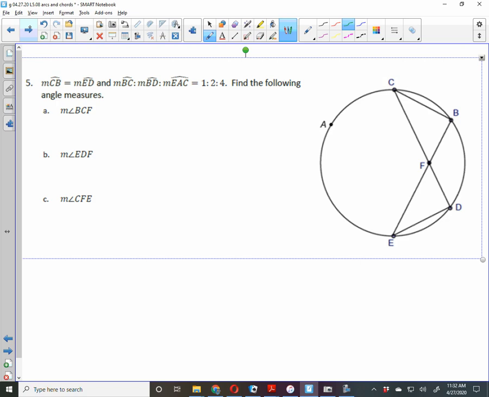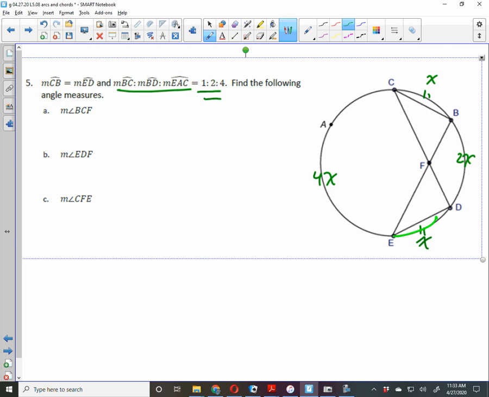Measure CB equals measure of ED. Therefore, the chords are also going to be equal. Then they got the three arcs here that are in ratio of 1 to 2 to 4. Remember the ratios. BC is x, BD is 2x, and EAC here is 4x. Now notice they didn't give us this one, but we already know that those two are equal, so we can call that x.